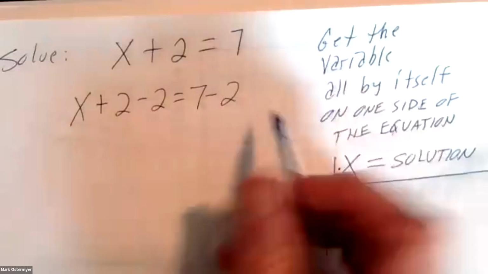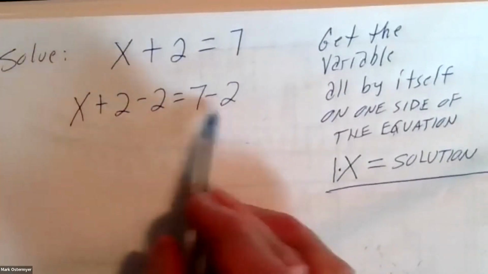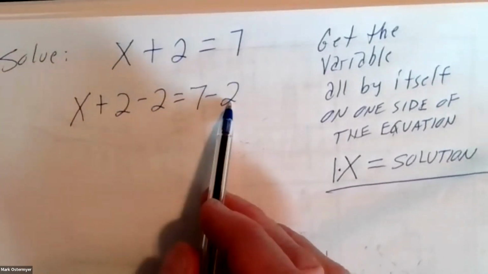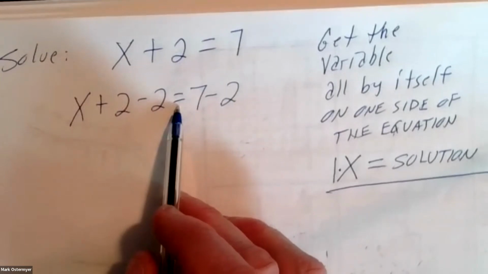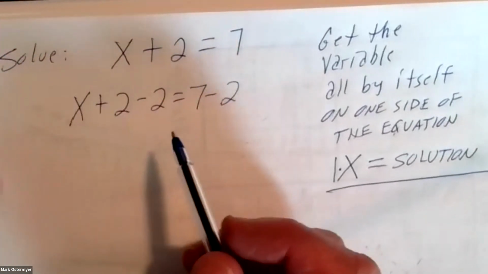If I subtract it from the left, I must also subtract it from the right, in keeping with the subtraction property of equality. That property says that as long as I subtract 2 from both sides of my equation, I still maintain equivalence between the left and the right side. Now, what happens to the 2's on the left side? What's 2 minus 2? What happens to these 2's?